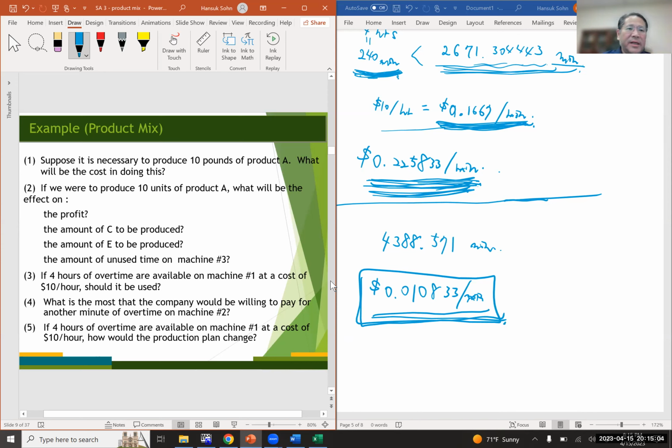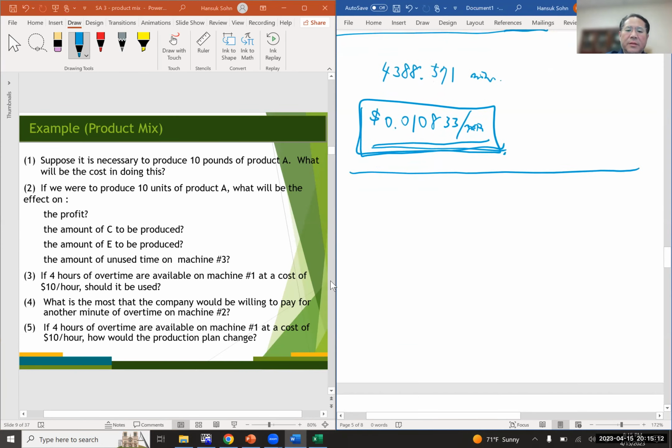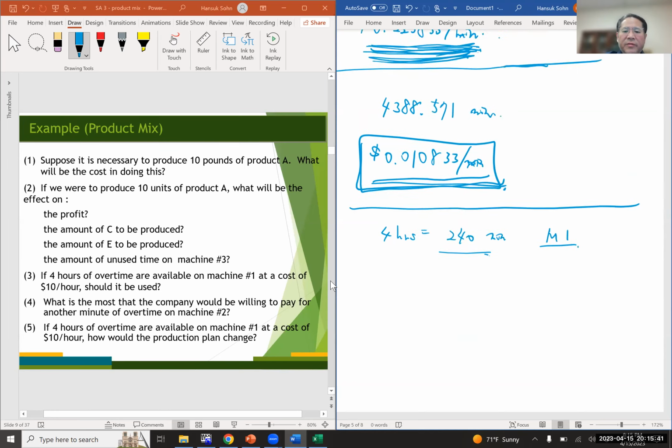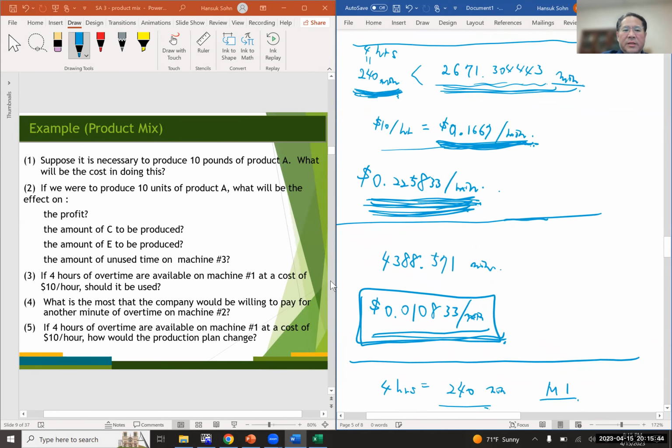Okay, so it's been asking you if 4 hours of overtime, so again 4 hours would be the same as 240 minutes, right? If 240 minutes of overtime are available on machine number one, machine number one, okay? The cost of $10 per hour. So previously it is this much, right?